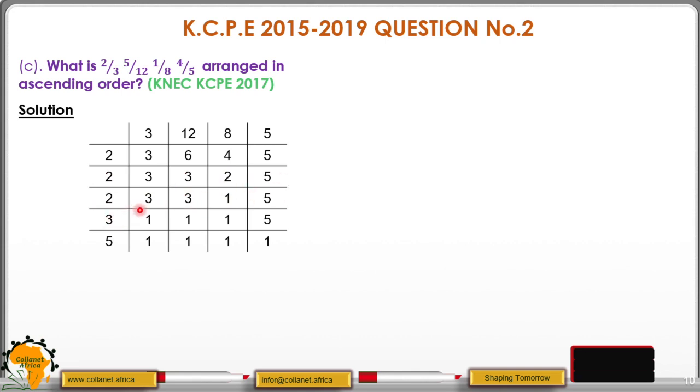Then we go to 3. 3 divided by 3 you get 1. 3 divided by 3 you get 1. This one was just complete. Then 5 you bring it down. Then you put 5 here to get 5 divided by 5 you get 1.